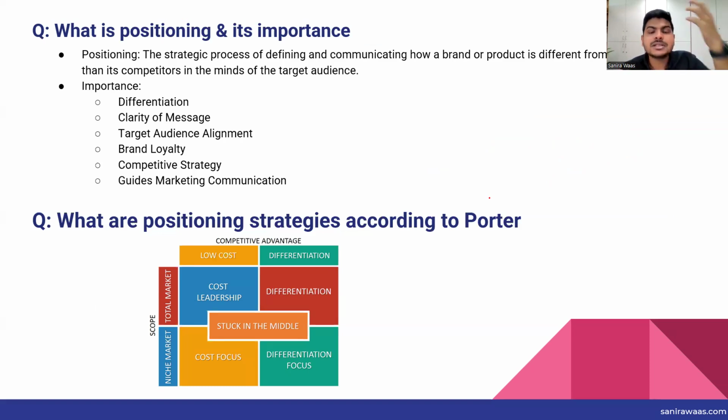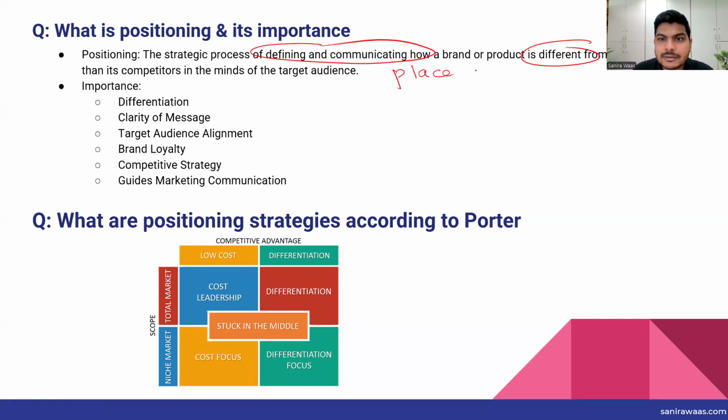Then we are trying to position. What is positioning? Positioning in simple terms is the process of defining and communicating how a brand is different from another. Define and communicate. In simple words, how are we going to place the brand in the consumer's mind?